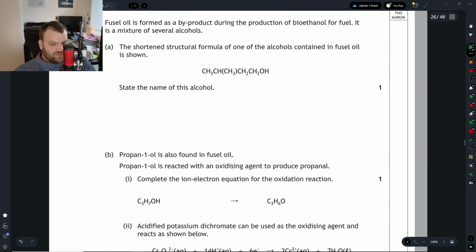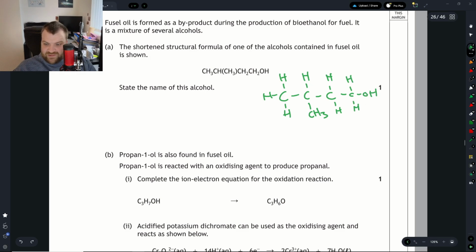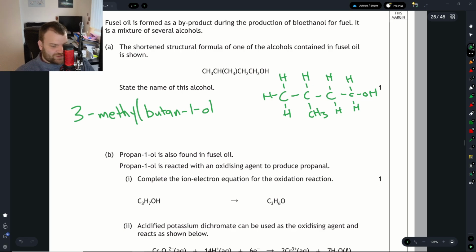Moving on, we're asked to name this alcohol. First thing, I'll sketch it out. You have a carbon with 3 H's. You then have a carbon with a hydrogen and a CH3. You then have a carbon with 2 hydrogens, another carbon with 2 hydrogens, and an OH on the end. That gives us 4 carbons, so that's going to be but-. It's an alcohol, so it's butane. On the end carbon, that means it's butan-1-ol. The carbon branch is going to therefore be on the 3rd carbon, giving you 3-methylbutan-1-ol as your answer.